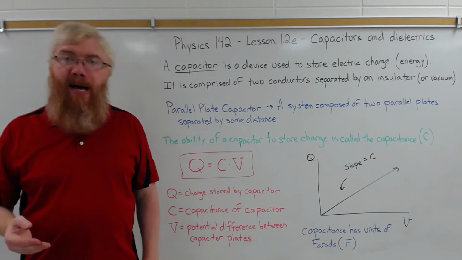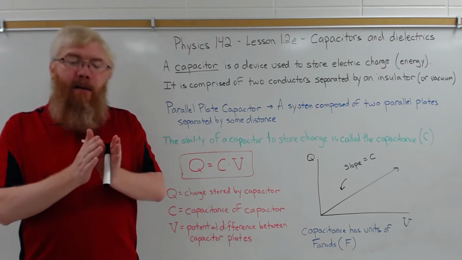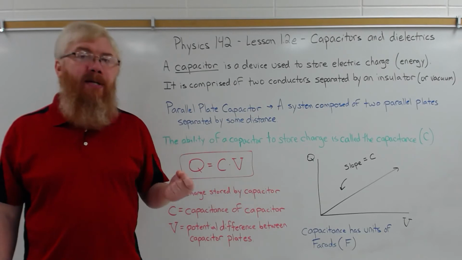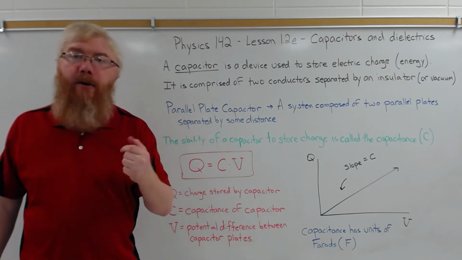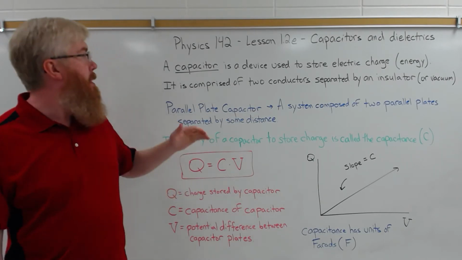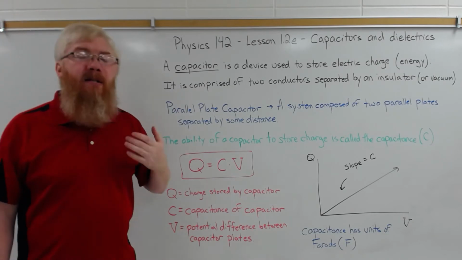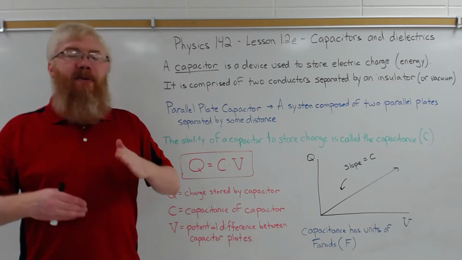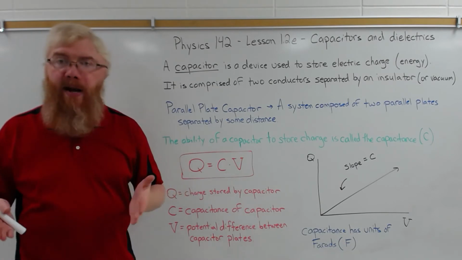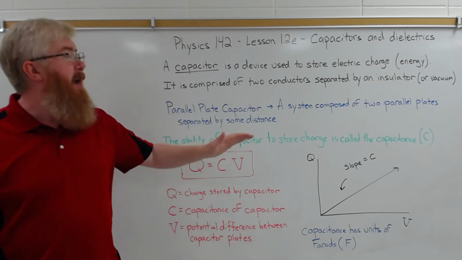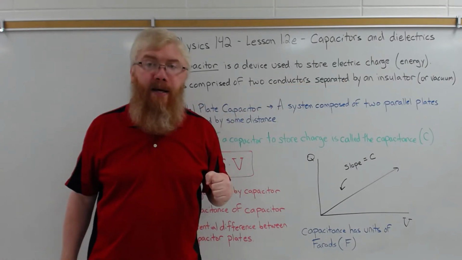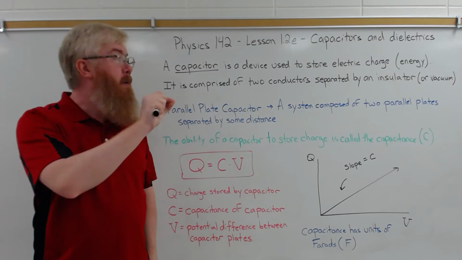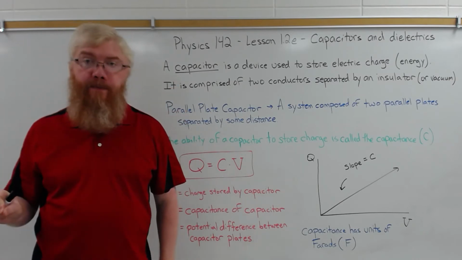So a capacitor you can think of is similar to a battery in that it can store energy. But unlike a battery, it stores energy because of a charge difference between the plates, whereas a battery stores energy in the chemical energy inside the battery. It is comprised of basically two conductors, two pieces of copper, two pieces of aluminum, whatever, as long as they're conductors, and they have to be separated by an insulator. So charge cannot go from one conductor to the other.